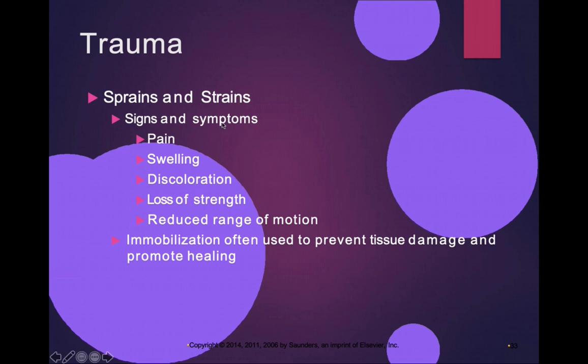Sprains and strains, what are the signs and symptoms? Pain, swelling, discoloration, loss of strength, and again, reduced range of motion. Think of an ankle sprain. If the ankle plantar flexes and inverts, right, like slipping off a curb, and the lateral side of your ankle swells up, it's going to be painful, it's swollen, it definitely turns black and blue, you don't have strength, and the range of motion becomes limited.